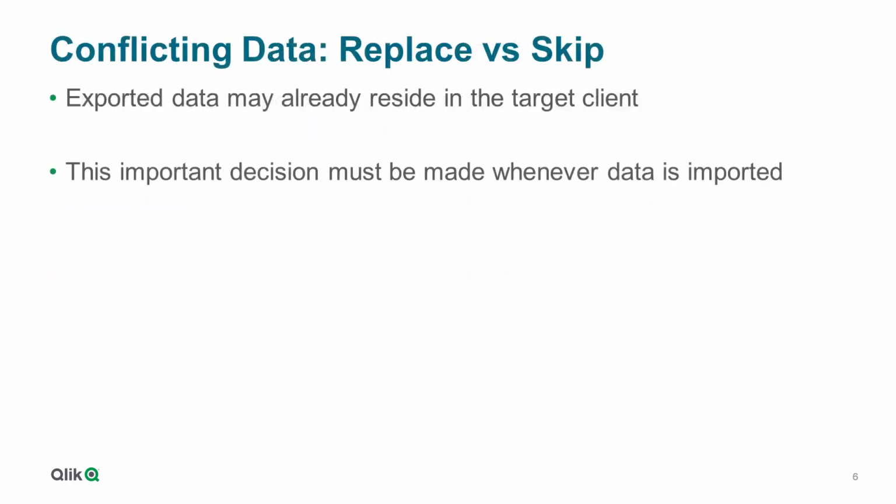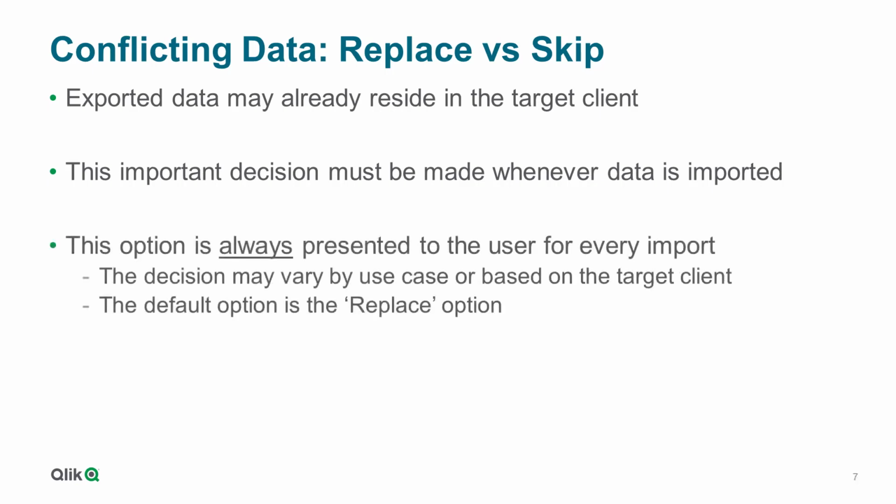It's important to understand that exported data may already reside in the target client, so the user has an important decision to make whenever data is being imported. The conflicting data options are always presented to the user for each and every import. This is because the decision may vary from one import to the next based on things like the specific use case and into which client the data is being imported. For example, you may care less about conflicting data when importing into Sandbox, but care a lot when importing into QA.